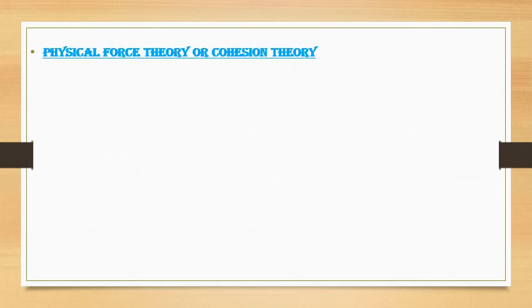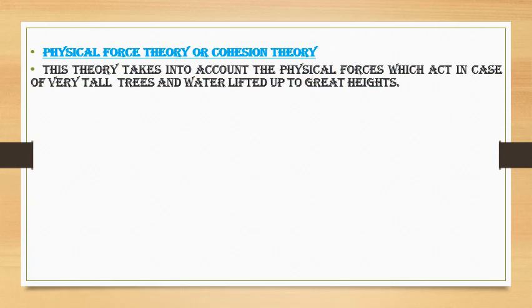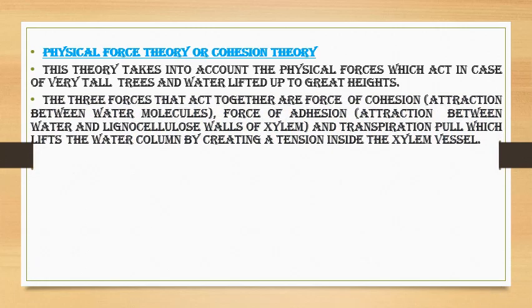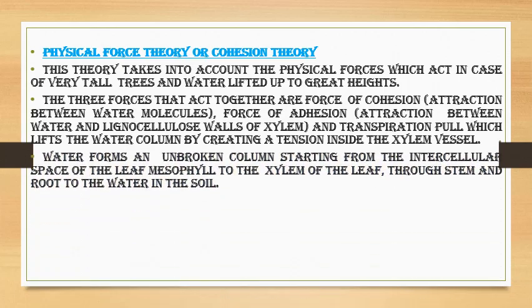But this pressure is enough to raise water only to small heights in herbaceous plants. Physical force theory, or cohesion theory. This theory takes into account the physical forces which act in the case of very tall trees, where water is lifted up to great heights. The three forces that act together are the force of cohesion, which means attraction between water molecules; the force of adhesion, which means attraction between water and the lignocellulose walls of the xylem; and transpiration pull, which lifts the water column by creating a tension inside the xylem vessel.